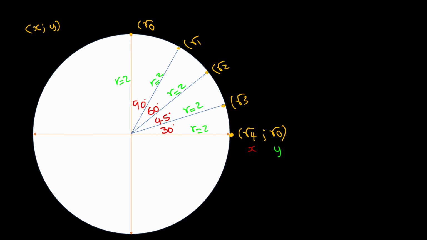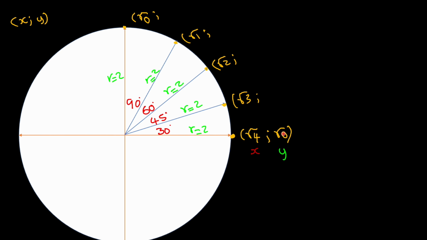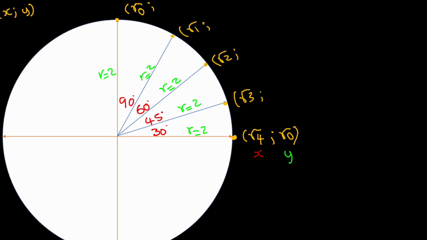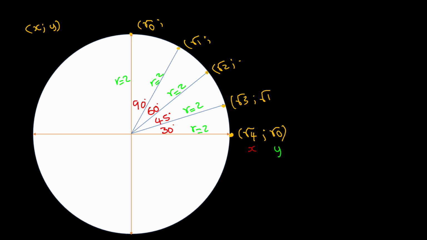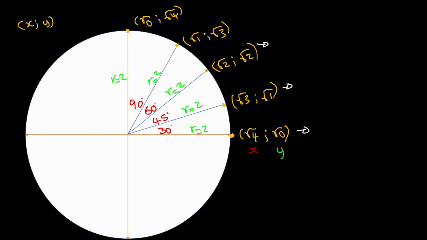Now, the second part of the coordinates. What we have here is 0, so it's the y part which is increasing. We started from 0, and we are going to increase just like that. So what do we have? Square root of 1, square root of 2, square root of 3, and square root of 4. The last part is to simplify.